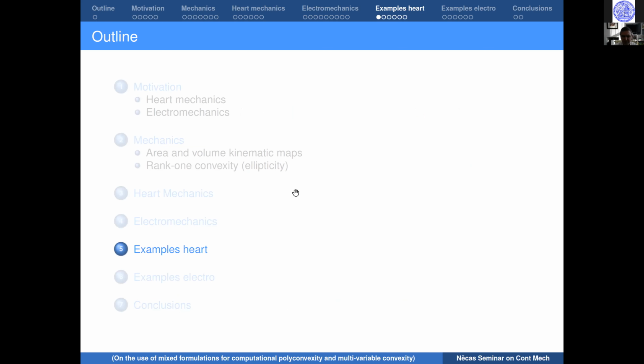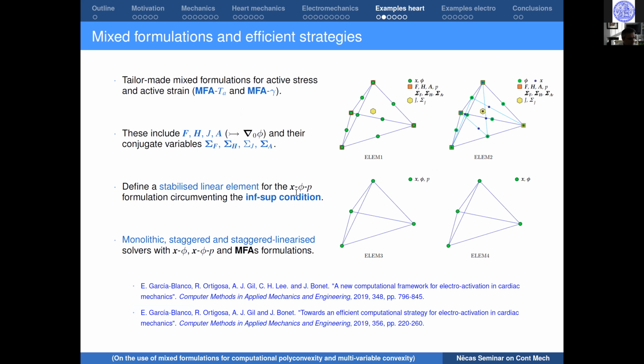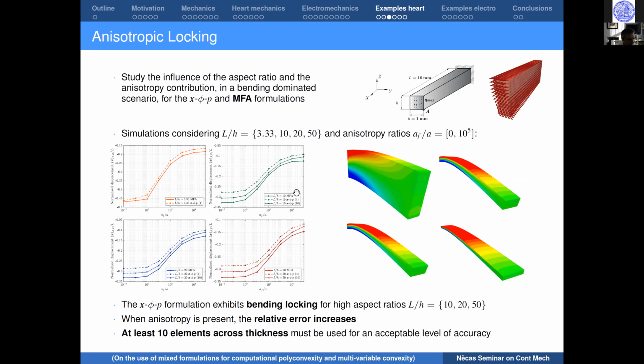So just very quickly, some examples. We were looking in the case of the heart. So we did first very simple test cases. We took a beam made of this sophisticated and isotropic constitutive model. This is an example reported in literature. And we used different interpolants, and we were looking at how the beam was deforming, and in particular for different features.